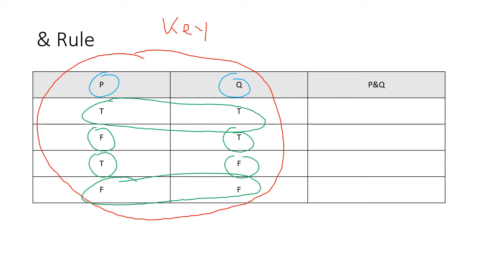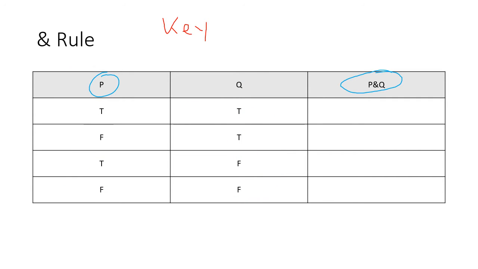Each row represents a combination of truth values for the left and right side of an ampersand, namely this one right here. As I erase some of this to make it a little bit easier to see, we want to determine what the values of P and Q are based on each individual situation. So in this first row, what is an ampersand statement when both sides are true? Well, in that situation, the ampersand value is true.